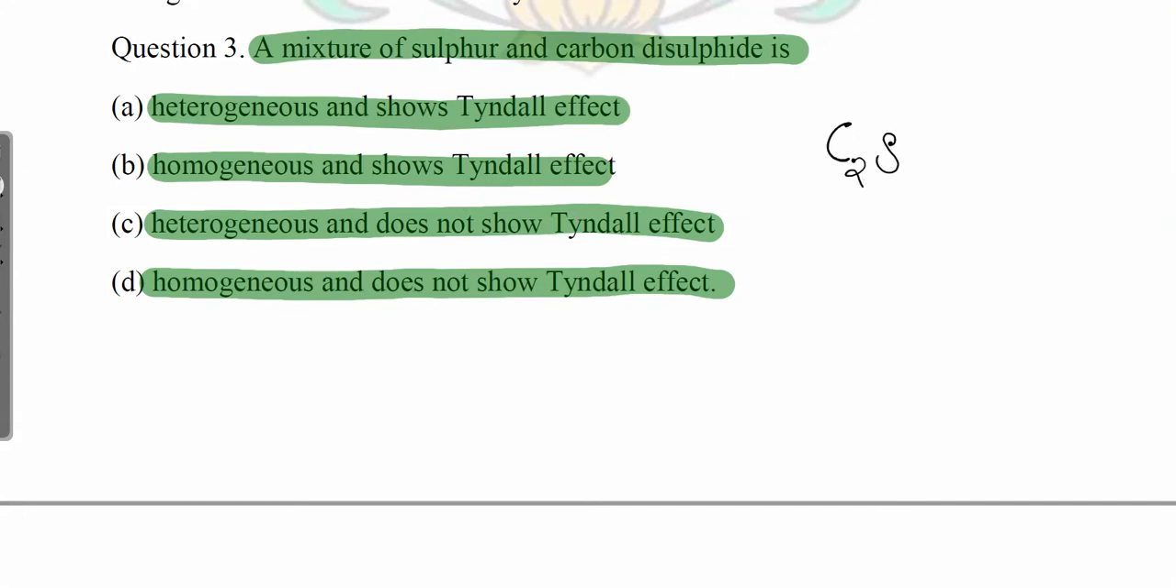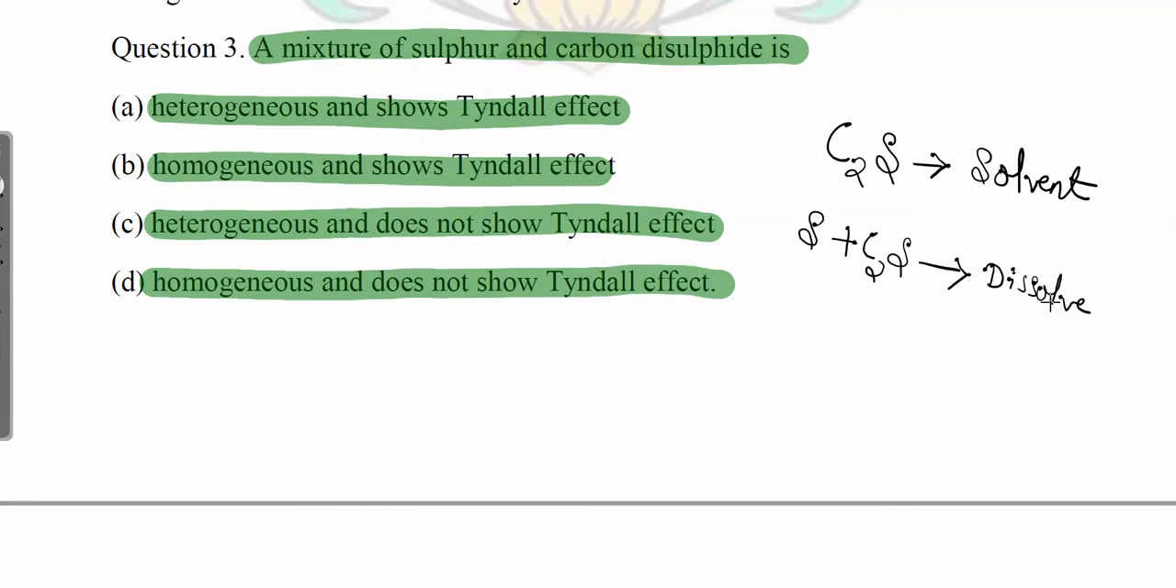We are talking here about carbon disulfide. The chemical formula for carbon disulfide is Ca2S, and it is a good solvent which is used for dissolving many substances. Sulfur is soluble in carbon disulfide and easily dissolves in it. Then a uniform solution is formed here. And as we know, a uniform solution or a true solution does not show Tyndall effect, because a true solution has what kind of nature?